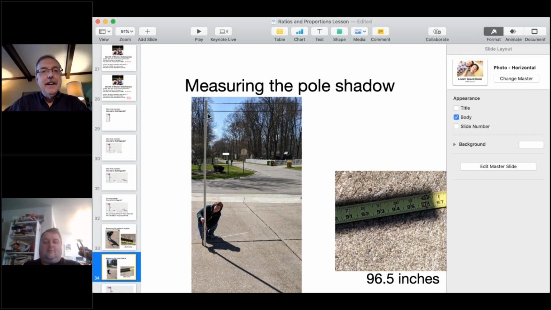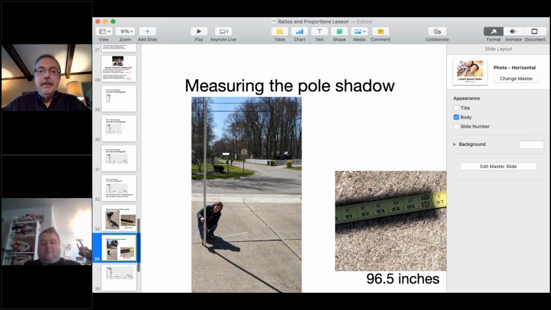But assuming that she kept it pretty straight and that our driveway was pretty level and a lot of other things worked out, we were able to get some measurements, and we saw that the length of that shadow was 96.5 inches. So let's look at what we have so far.